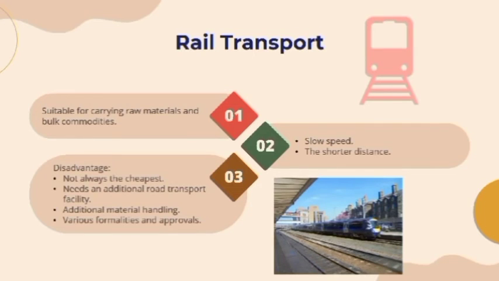Rail transport is suitable for carrying raw materials and bulk commodities. The slow speed and the shorter distance traveled by a railway wagon are due to the time spent in loading and unloading operations. Disadvantage: railways are not always the cheapest. The cargo has to be delivered to and collected from the railway station, which needs an additional road transport facility.